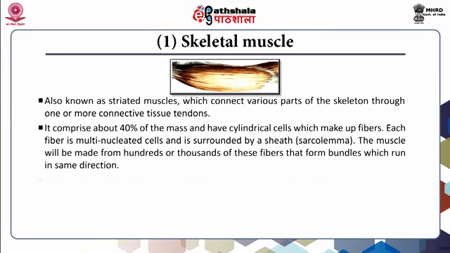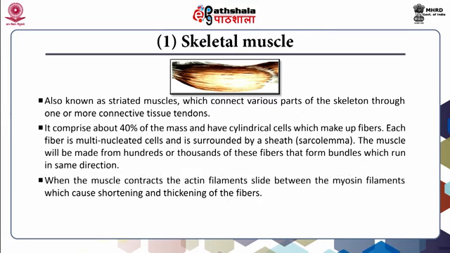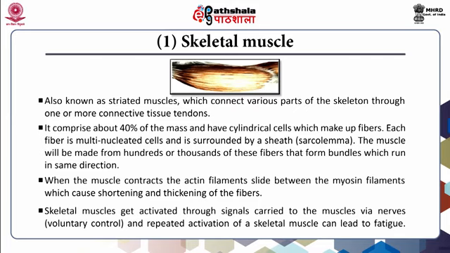direction. When the muscle contracts, the actin filaments slide between the myosin filaments, which causes shortening and thickening of the fibers. Skeletal muscles get activated through signals carried to the muscles through nerves, and repeated activation of a skeletal muscle can lead to fatigue.